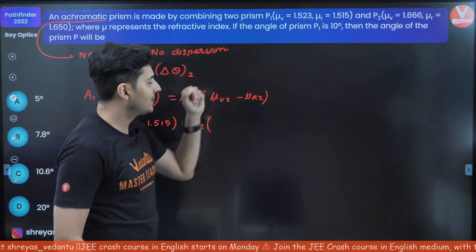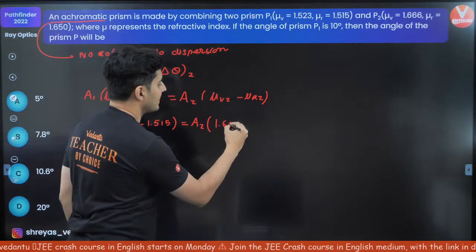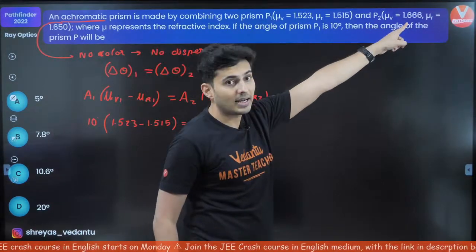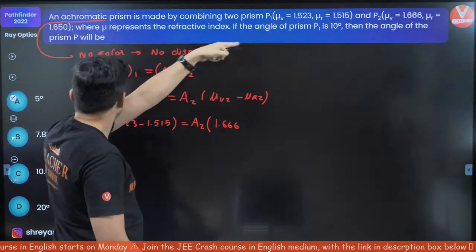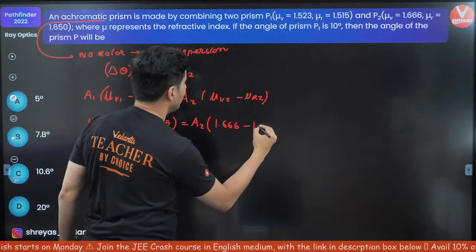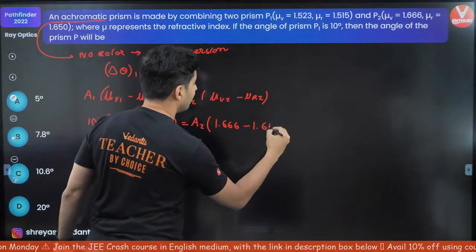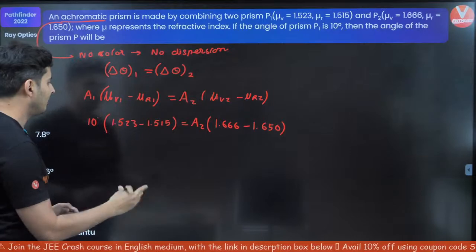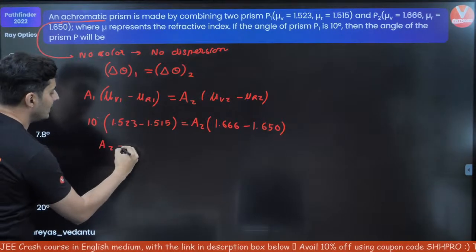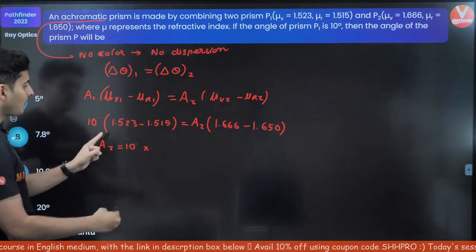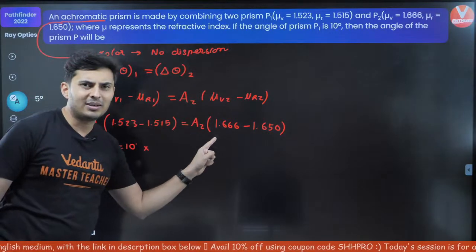Violet and red, yes, I know it. 1.666. That's the violet's refractive index of the second prism. Red's refractive index is 1.650. Fair enough. So A2 will be 10 degrees into 1.523 minus 1.515.